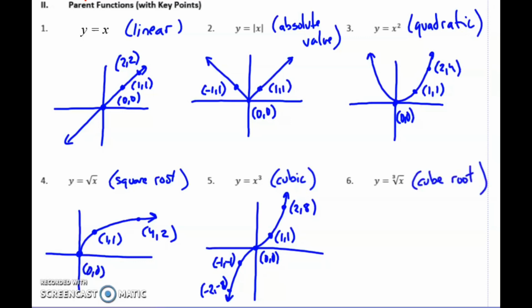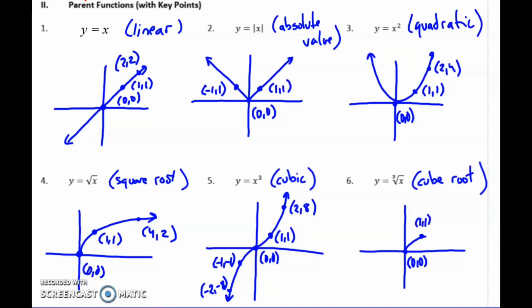All right, so that would be the cube root. And as you can probably imagine, it's going to be similar to our square root, except now I'm taking the cube root of numbers. So again, 0, 0 is on most of these. 1 is easy to work with. The cube root of 1 is 1.